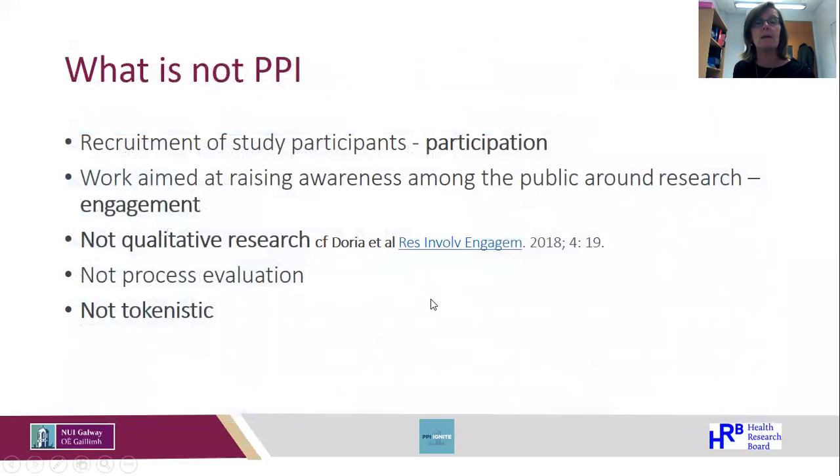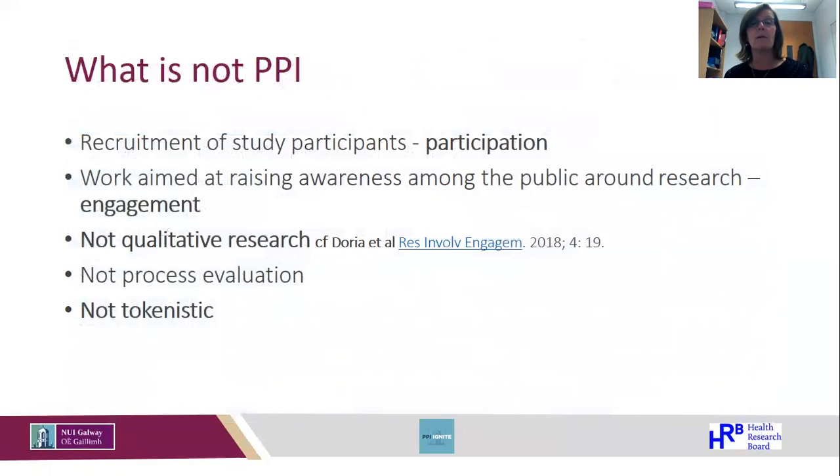So what is not PPI? Well, recruitment of study participants isn't PPI. That's participation. So when you recruit people into your study, they sign consent, you collect data from them, that is not PPI, that's participation.